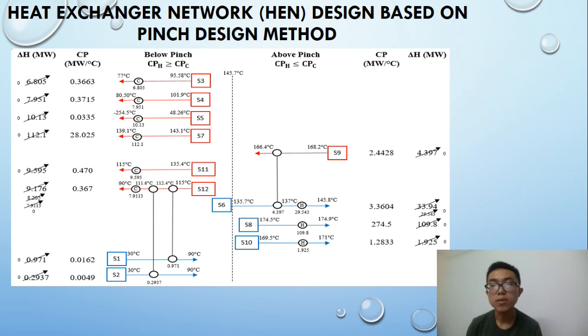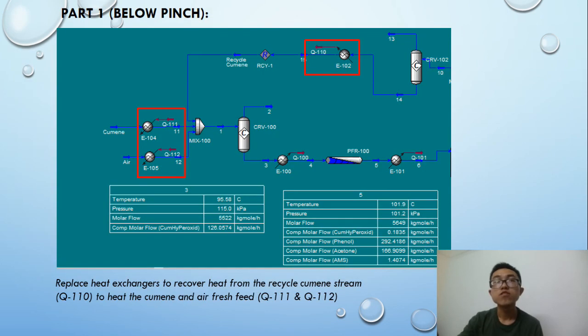This applies in an opposite way for below pinch, in which heat recovery is only allowed when the heat capacity of the cold stream is less than or equal to the heat capacity of the hot streams. So based on the pinch design, we have found out that 3 streams of heat recovery can be obtained. For below pinch, heat can be recovered from recycled cumin to heat up the fresh feed of cold cumin and air streams.